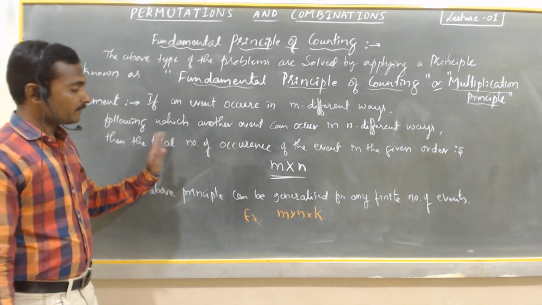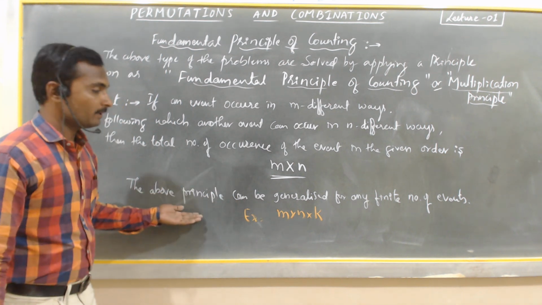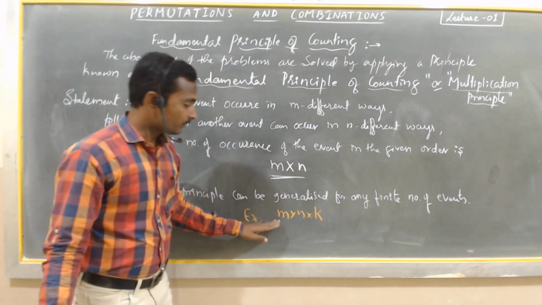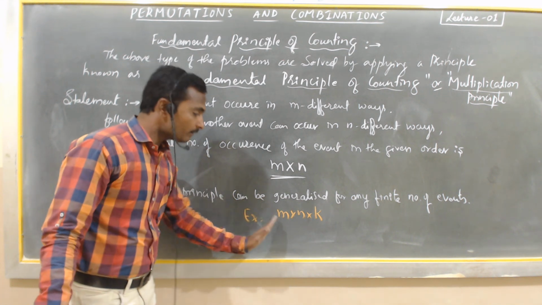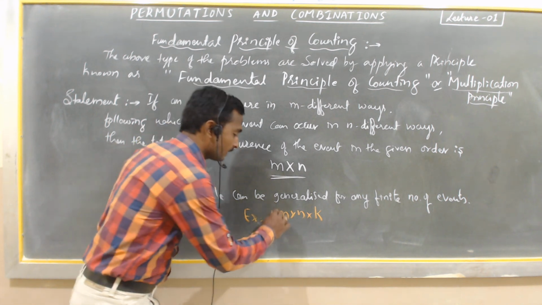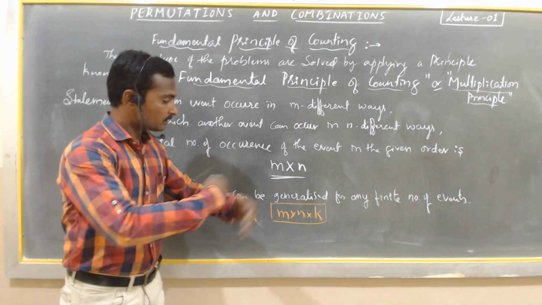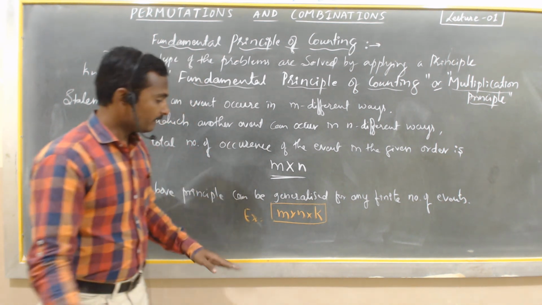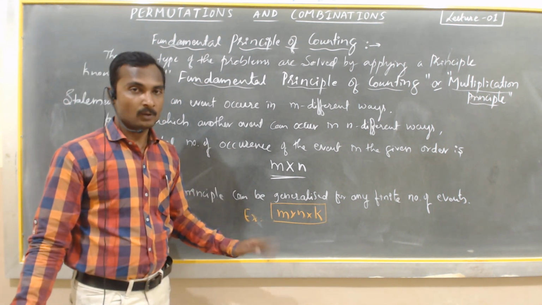Therefore, the above principle, the fundamental principle of counting, can be generalized for any finite number of events. If m is the first event, m events, this is n events, this is k events, it means in the given order m, n and k, totally m into n into k occurrences are possible. We can possibly make a pair, or the event can occur, in m into n into k ways. Okay, thank you.